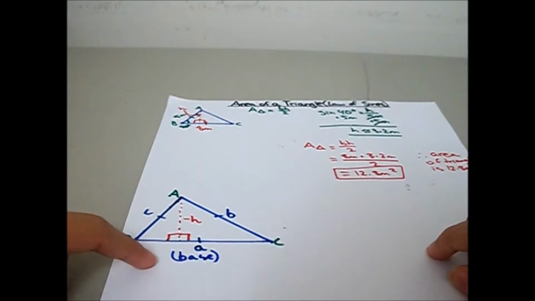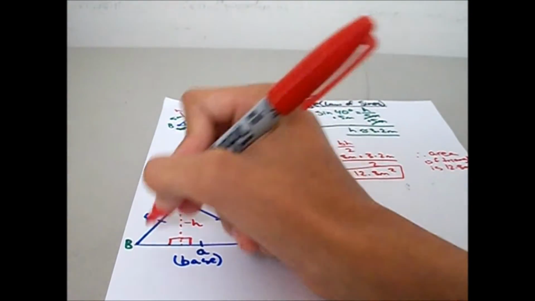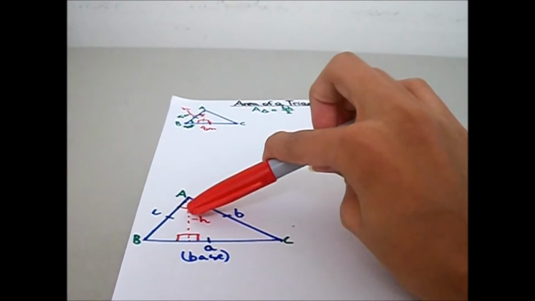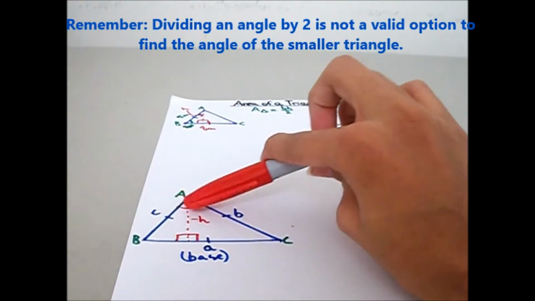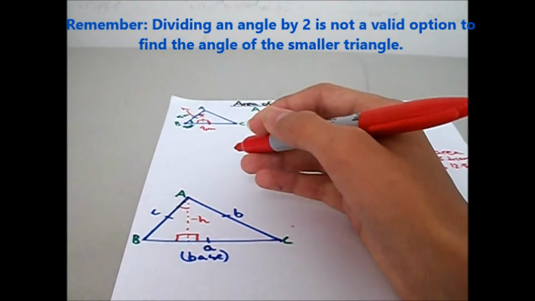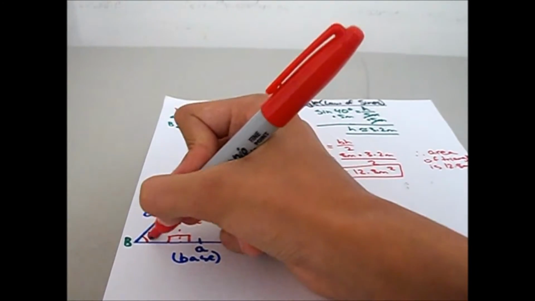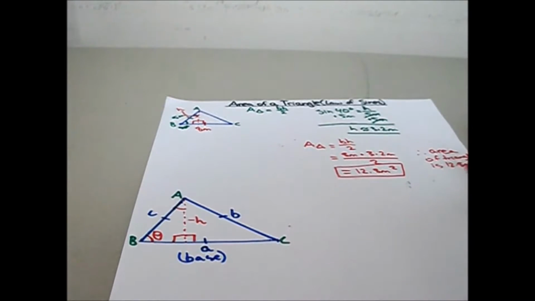So we have one side length given. We need an angle here or here. If angle A were to be given, this portion will be difficult to determine since you can't just divide it by 2 to find this portion. Angle B will be much more comfortable, so we'll go with angle B. We'll call it theta. And we need one more side length.